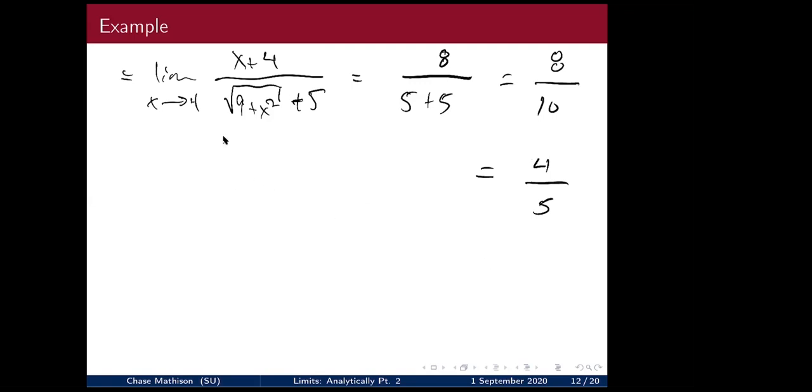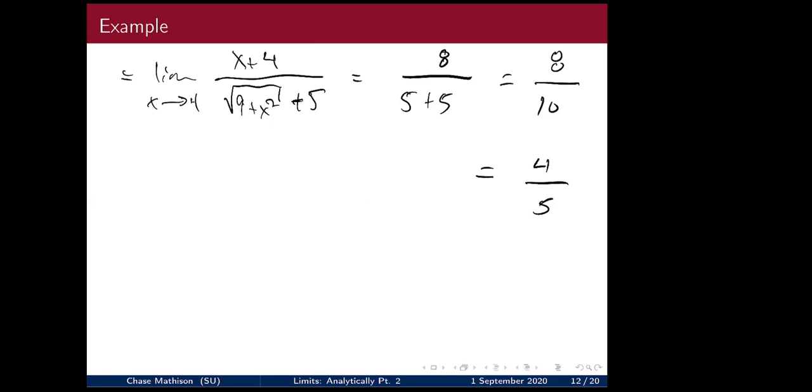Questions? Yeah, 0.8. Exactly. That's why I don't even really care if you reduce fractions, because if you put that into a decimal, well, guess what? Then that's 8/10 again. All right. Any questions on this one?